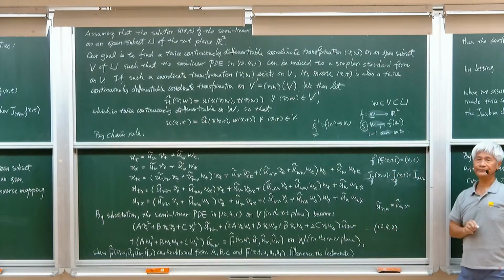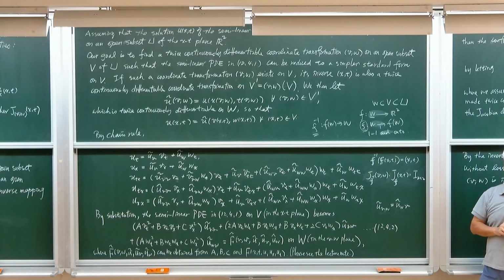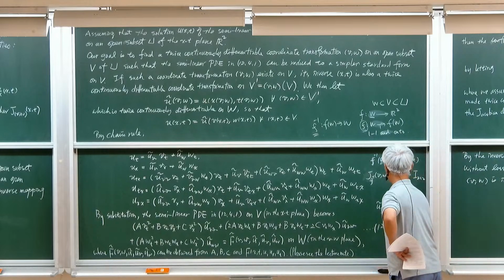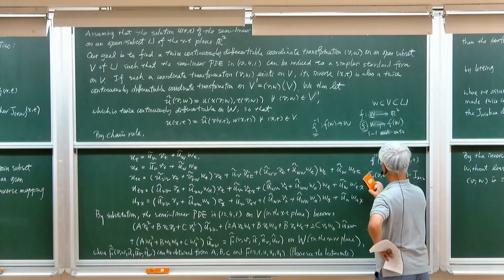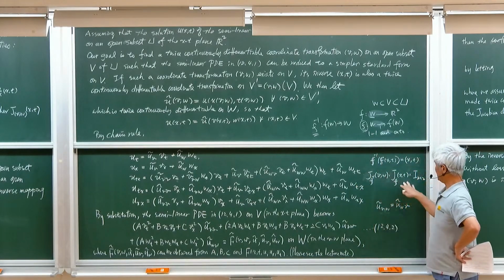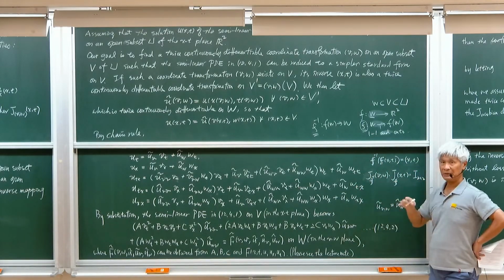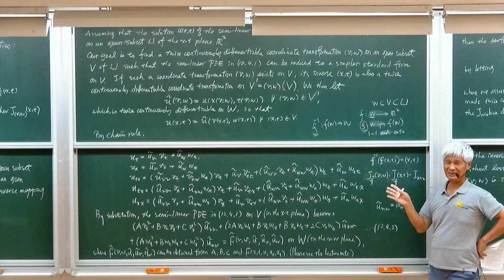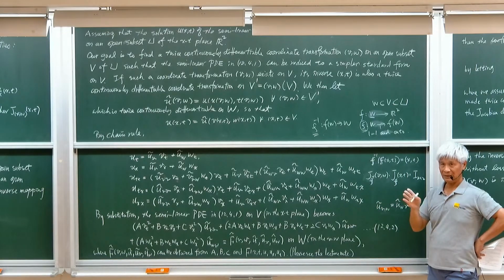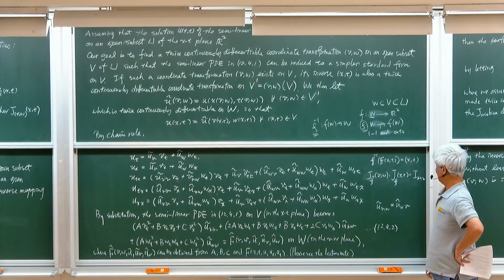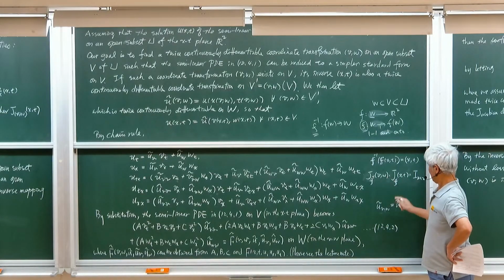Is that okay? This is a chain rule, right? So you have the product with that. And the second order goes in a similar way, but it's a little bit tedious because it's multi-dimensional, so it's a little bit messy. So this is the matrix.